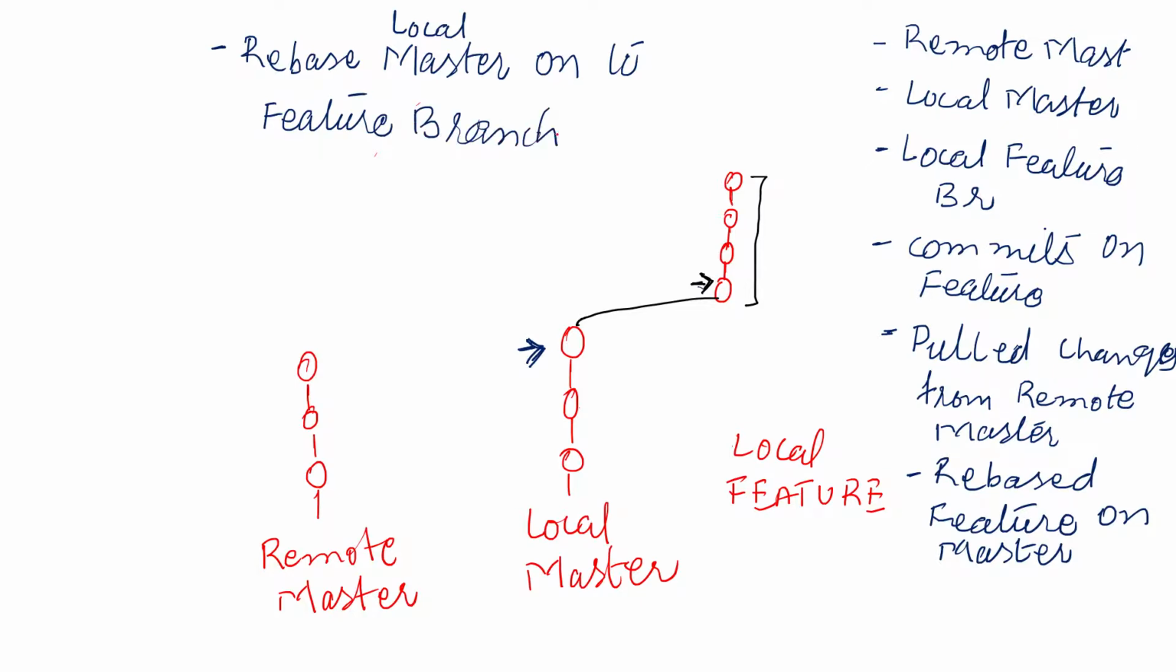Why are we doing this? We are doing this because we want to move this head to point here. We want to make it point to the latest commit. And for this purpose, we will perform this operation, rebasing local master onto the feature branch. And then we can delete this feature branch if we want, because right now the feature branch is actually pointing here on this commit.